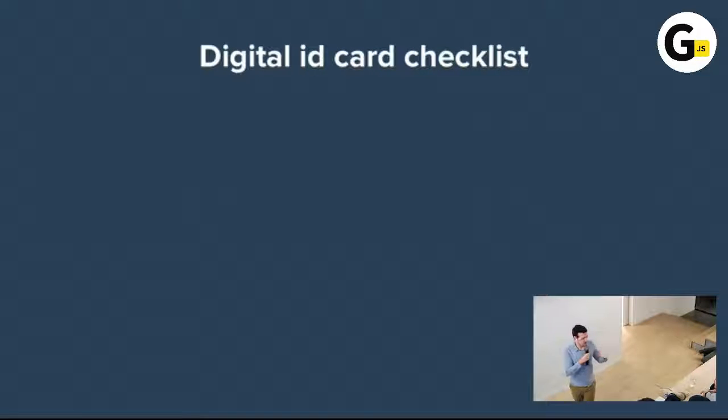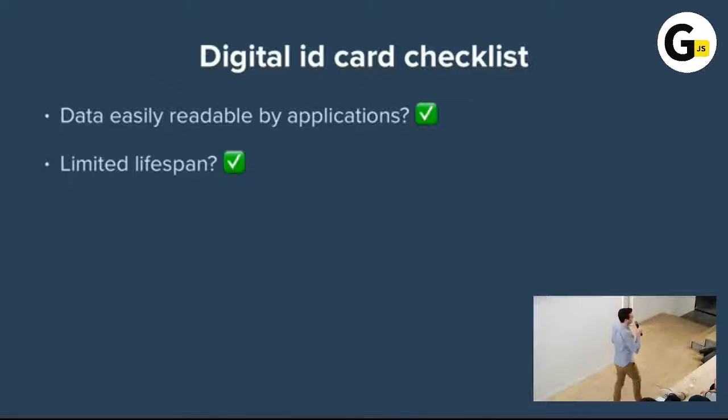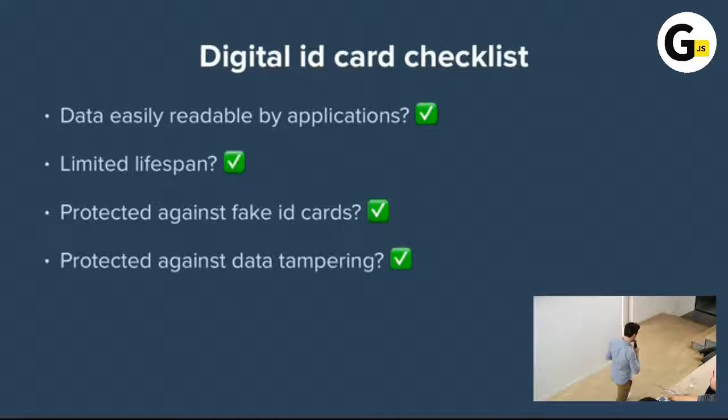If we go through our checklist again, we already had the first two, right? It's super easily readable by many programming languages, for many applications. We have a system or a way to know if the card is expired or not. And at least now we're also protected against fake ID cards, right? With the digital signature, we're also protected against data tampering.